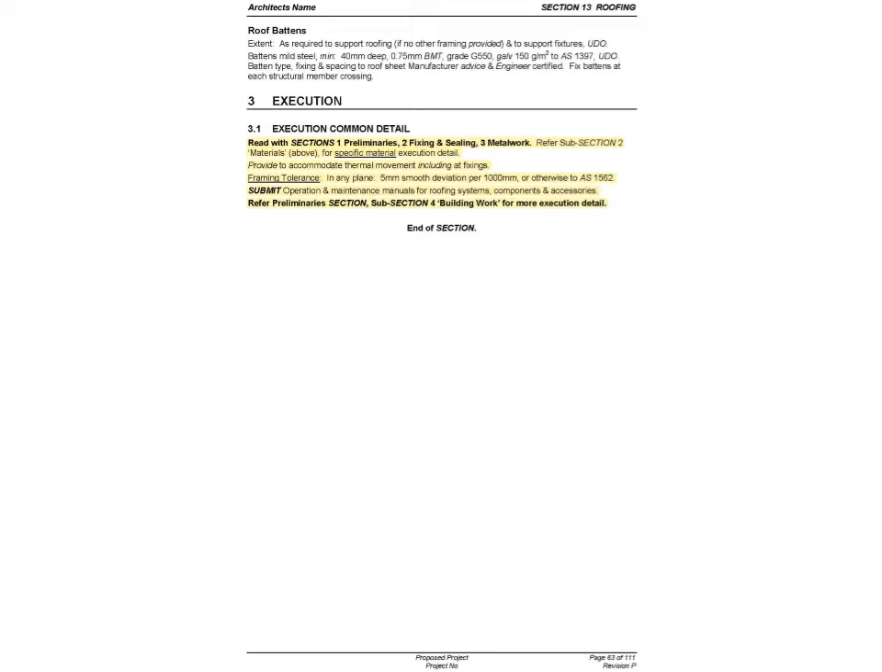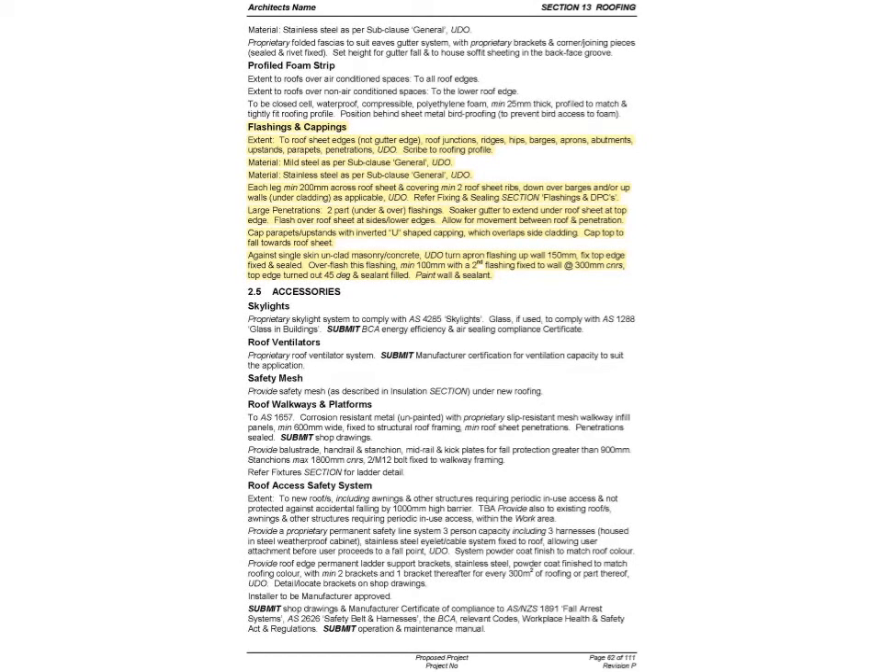I will show now how a materials clause incorporates execution detail. If we go up to flashings and cappings, it starts with extent, which is not always the case, but it is with flashings and cappings, as extent may not always be drawn. Extent is not used for roof sheeting, as that is obvious.